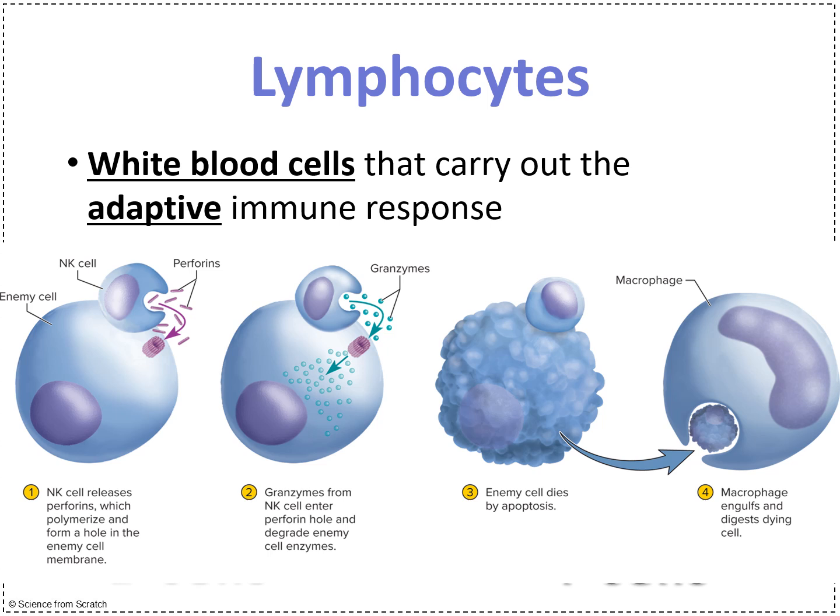And then it will release these granzymes, which are enzymes that can enter through that hole and start to degrade any cell enzymes that are inside of that cell. And since that cell now has no enzymes, it's going to begin to die. Then a macrophage can come right in and it can engulf and digest that dying cell.